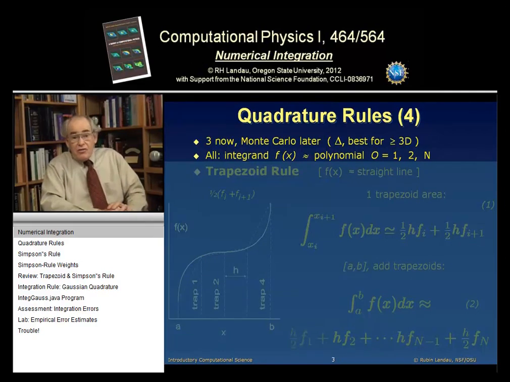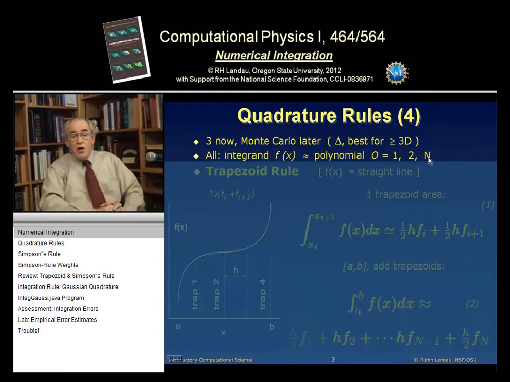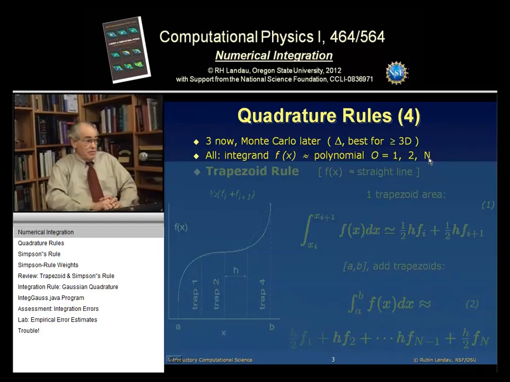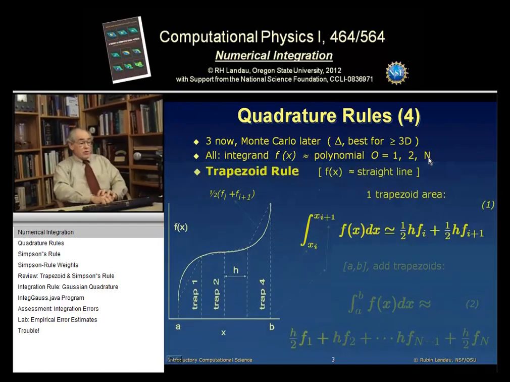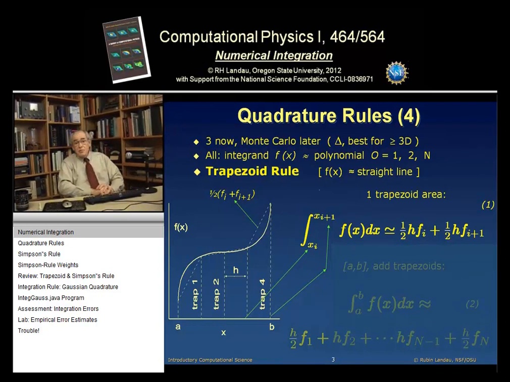Okay. The rules we'll talk about today then are just 3 rules, and they all correspond to using different approximations for the integrand within each interval. One of them will use a straight line, another will use a parabola, and the third will actually fit a polynomial over the whole region of the function. Okay? So, the first rule, the simplest rule, is the trapezoid rule. And that's the one where we just approximate the function by a straight line.